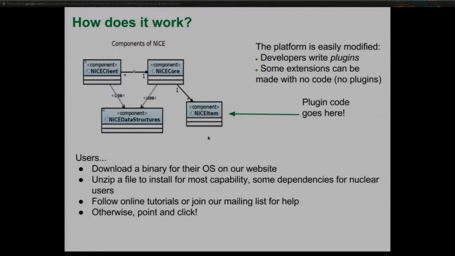So finally, if you're a user, you just kind of go and download a binary for your platform. You unzip a file, that's it. Now that depends on data files. If there's some export controlled data that you need, or if there is maybe some proprietary stuff, it's kind of on you to go get that. We can't distribute it, and presumably some other people got that for you. Otherwise, you point and click.